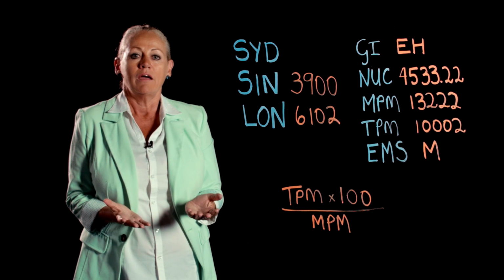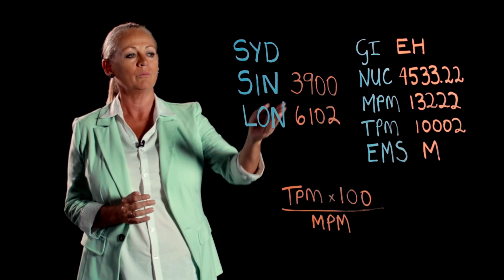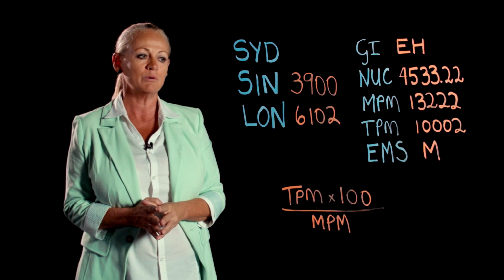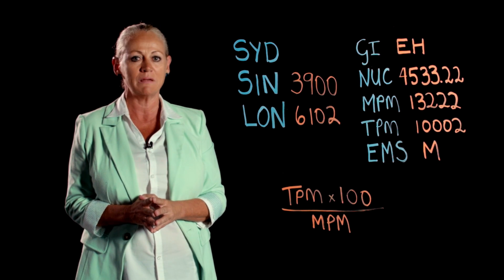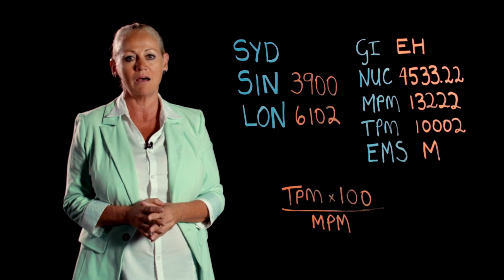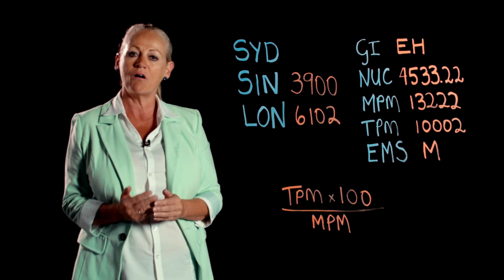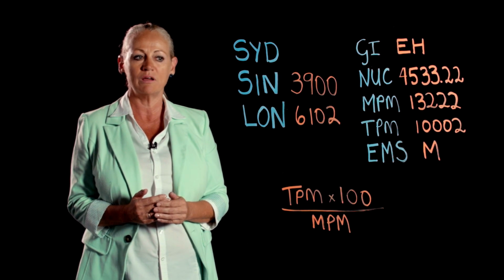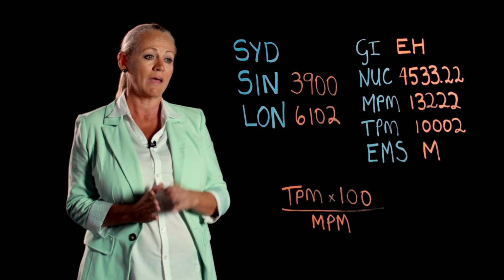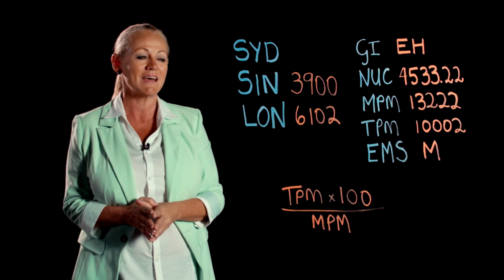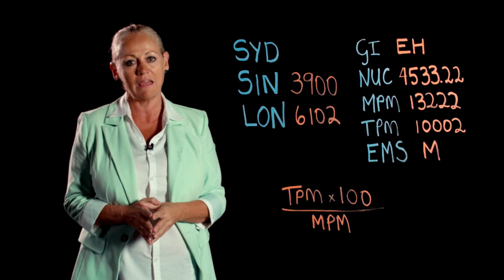Next we have to see how many miles we have actually travelled on this journey. From Sydney to Singapore we've got 3,900 and Singapore to London 6,102. Those mileages are called the TPMs, or the ticketed point mileages. That's the actual distance you're travelling on your journey from your origin, between intermediate points like Singapore, through to the destination of London. When I add up my TPMs, that comes to 10,002. You'll see our TPM is lower than the MPM.